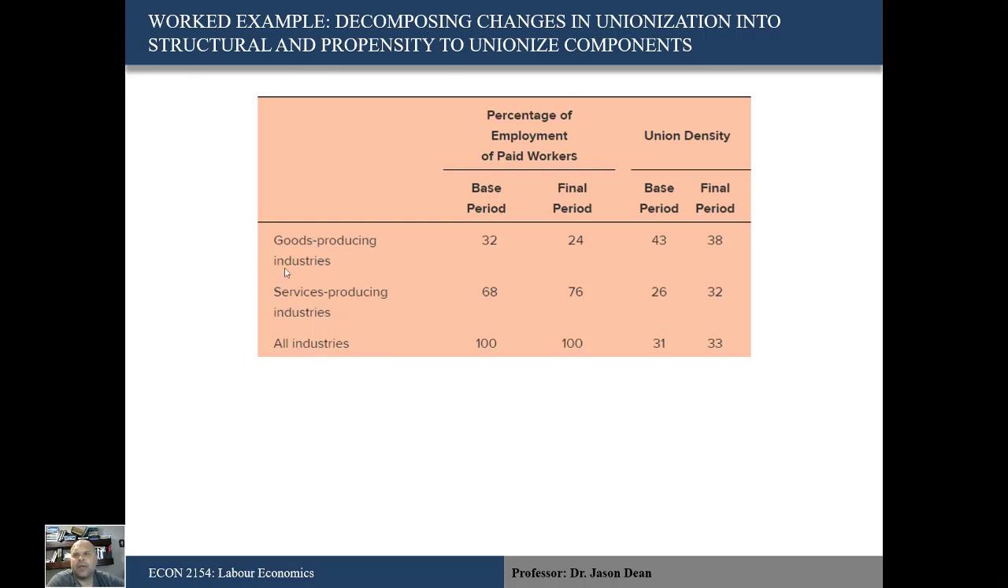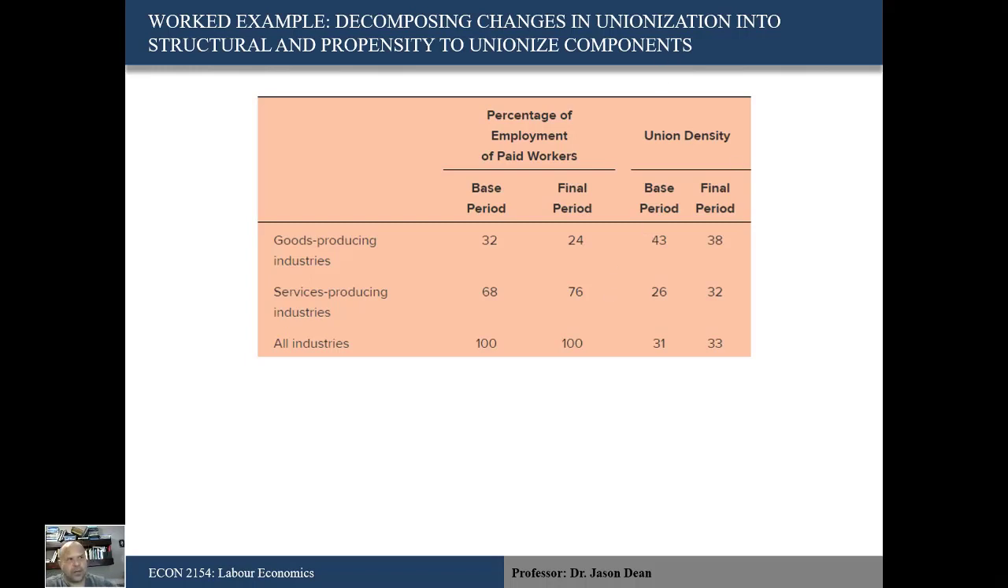On the left here we have the goods producing industries and the service producing industries, and then we have all industries. In the first panel we have the percentage of employment of paid workers. So our denominator here is paid workers, and we have the base period, which was the mid-1970s, and then the final period, which was the mid-1990s. And then in this last panel we have union density in the base period and the final period.